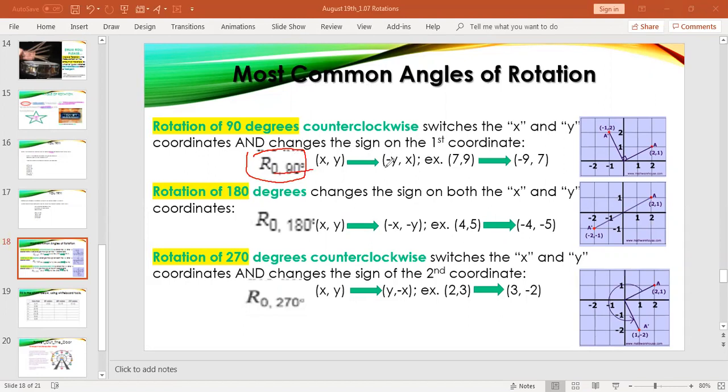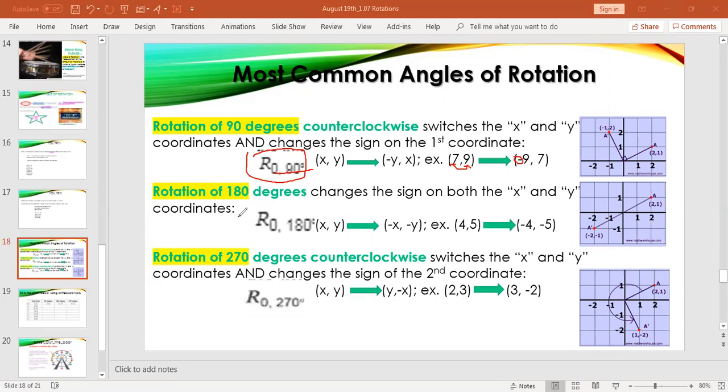All you do is switch the X and the Y. So you're going to switch 7 and 9, if these are the coordinates you're working with, and you're going to change the sign on the 9, the first coordinate. 9 is now the first coordinate after you make the switch.